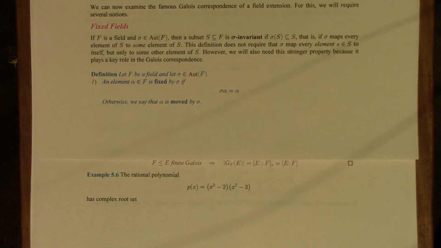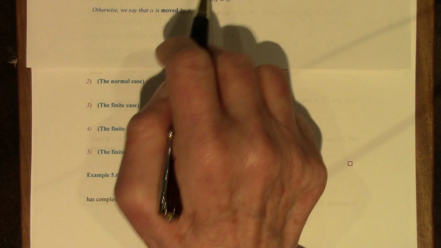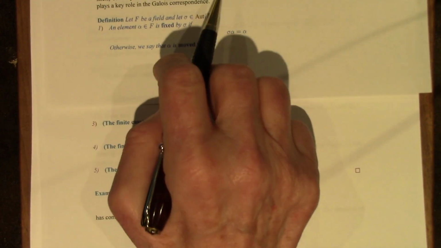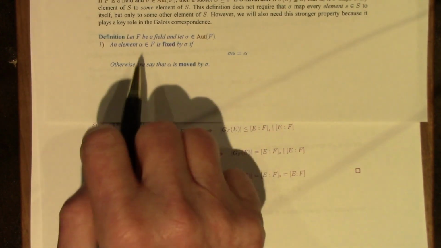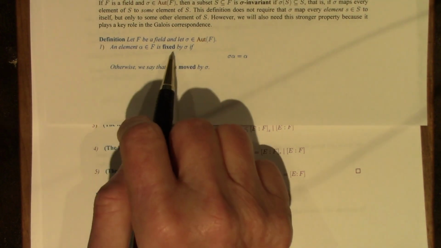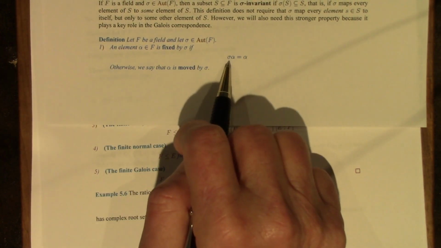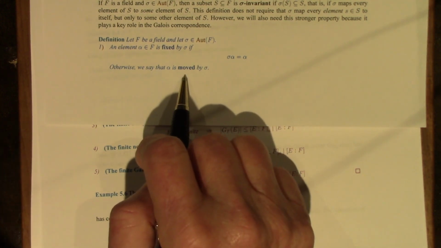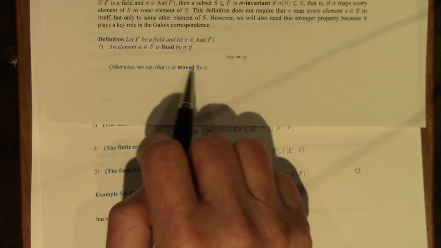But we will also need the stronger property that sigma sends every element of S to itself. And so for that, we need a definition. Let F be a field and let sigma be an automorphism of F. An element alpha in F is fixed by sigma if sigma sends alpha to itself. Otherwise, we say that sigma moves alpha.